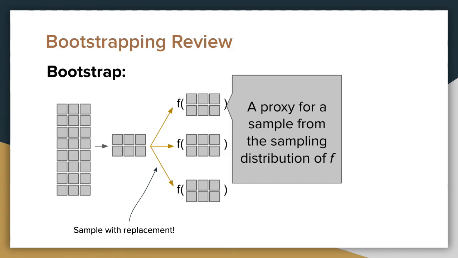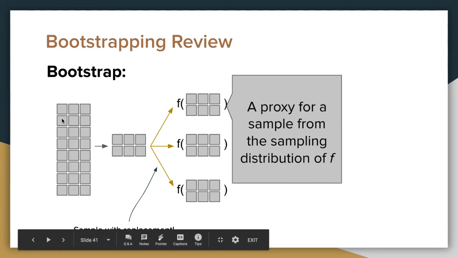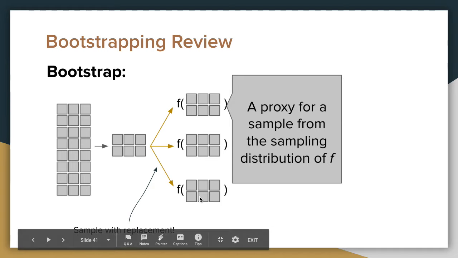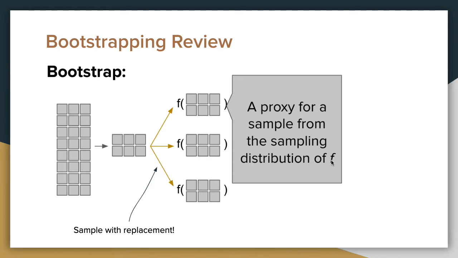I wanted to do a quick review on what the Bootstrap process is. Over here we have the whole population, everything you're interested in, but in general you only have access to one sample of that population. The idea behind Bootstrap is you take samples with replacement from this sample to create a bunch of different samples. If your goal is to figure out the distribution of some metric F, then you can use each one of these Bootstrap samples to estimate the sampling distribution of F.